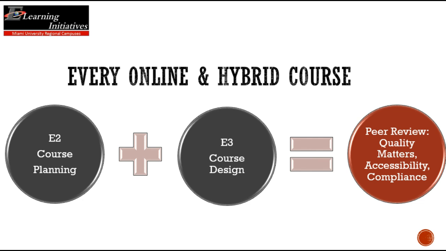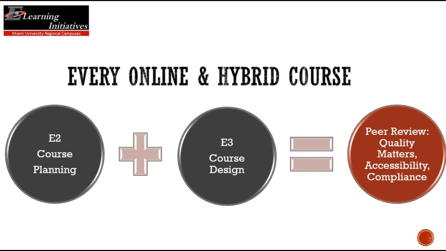Our process that we respond to regulation bodies such as the HLC and state accreditation is as follows on the screen. You'll notice that we've created the course planning, which we call E2, to develop a baseline for the course, and then E3 is where we actually work on designing the learning management system. That leads towards our goal of completing a peer review that's based on the Quality Matters standard, meets accessibility guidelines, and meets our compliance guidelines. This is why our process exists, and this is why we've been successful and have a great retention rate with our online programs.